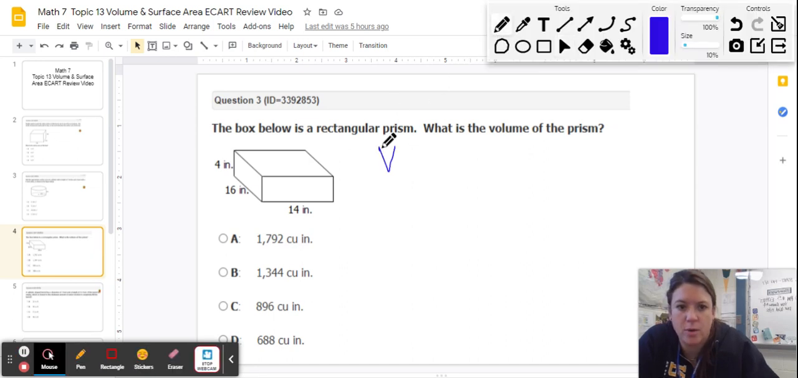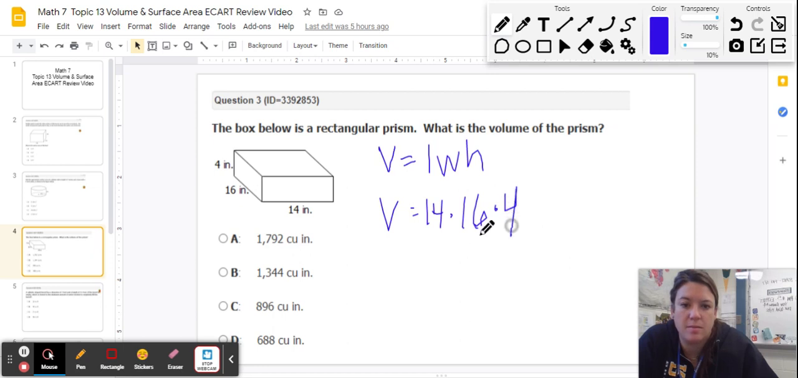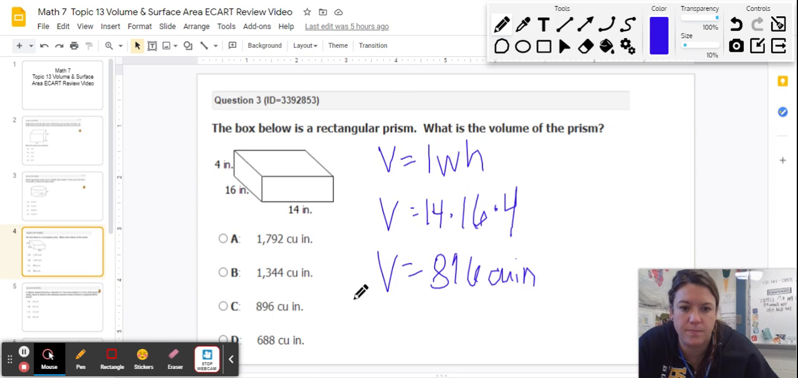All right, guys, so if you look at the formula sheet, the volume for a prism is length times width times height. So you're going to put in 14, 16, and 4, and it really doesn't matter which order you did, but you're going to multiply those 3 on your calculator, and then check back here, see what Desmos gives you. All right, guys, you should have gotten 896 cubic inches for this one.